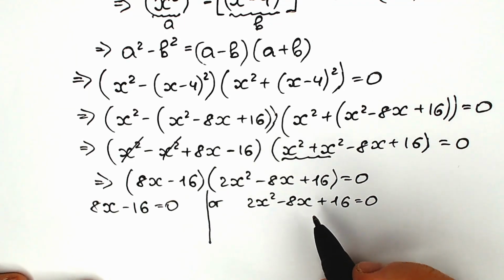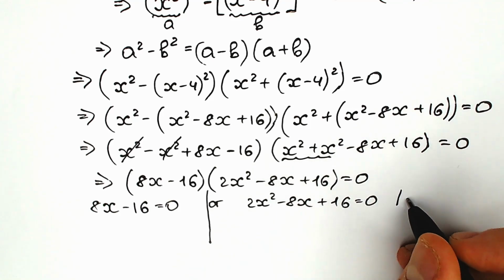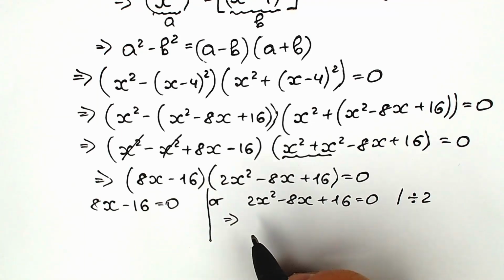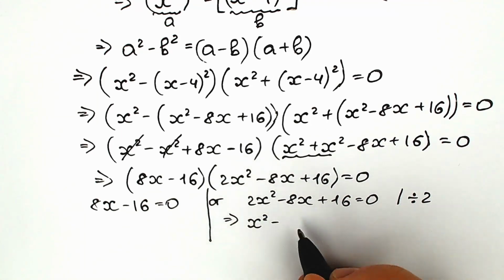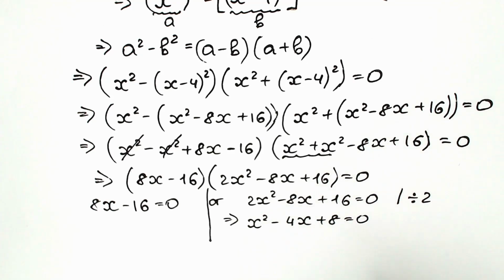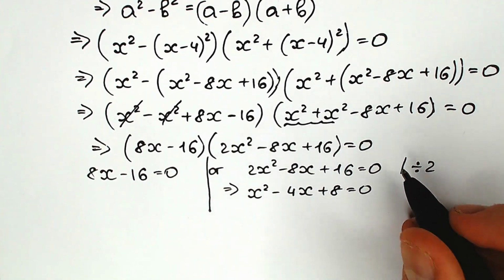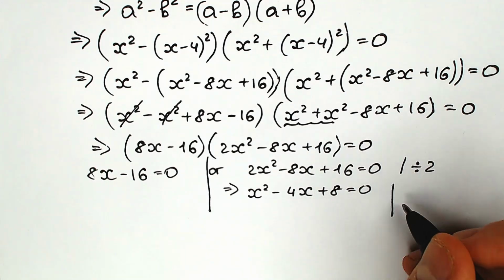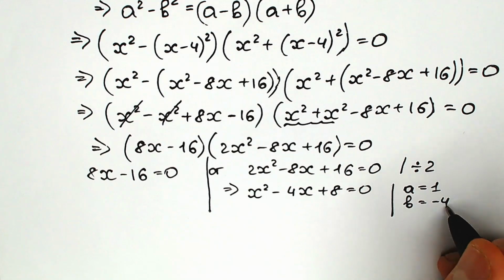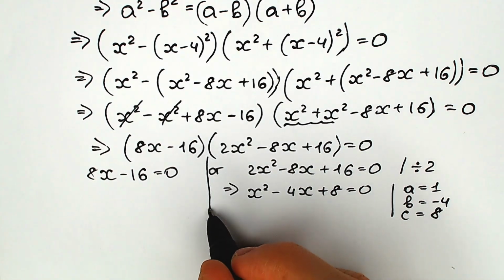Right now, for example, let's solve real quick our second equation. This one, for example, let's divide both sides by 2. When we divide it, we will have a simpler equation for us. We have x squared minus 4x and plus 8 equal to 0. Right now let's find the discriminant real quick, and let's plug in each of these elements into our known formula. So right now let's write that a equal to 1, b equal to minus 4, and c equal to 8.